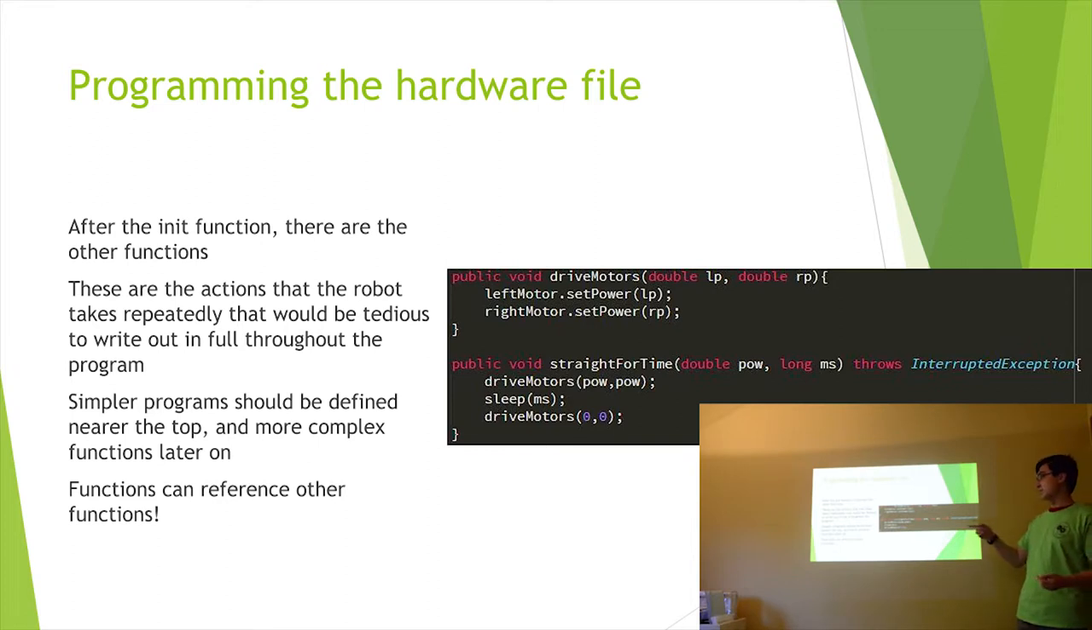And then we have a simple autonomous function that goes forward for a certain amount of time at a certain speed. And as you can see here, you can reference other functions within functions. This is very helpful for autonomous as it gets bigger. And generally, you'll want your more simple functions to be at the top, like this one. And then as things get more and more complicated, you'll want them to be near the bottom.